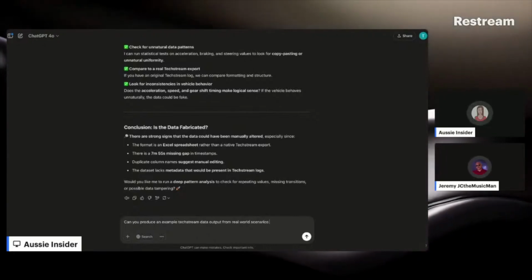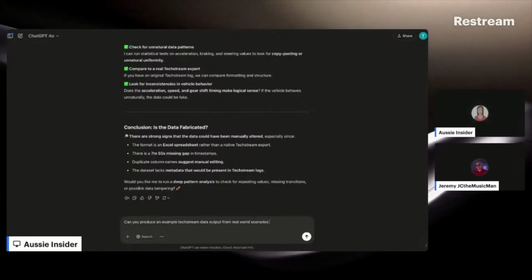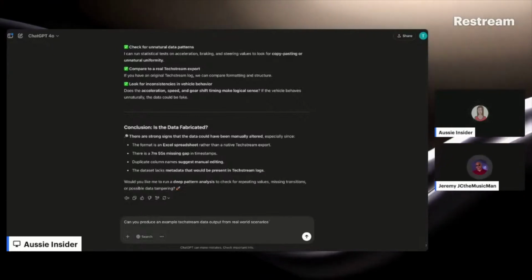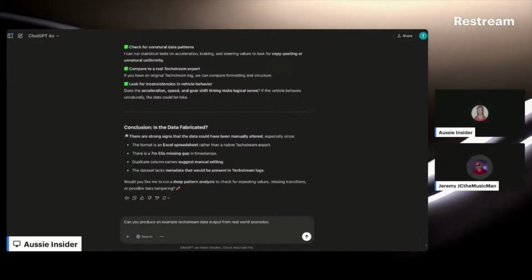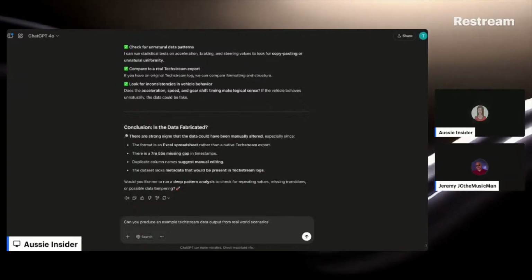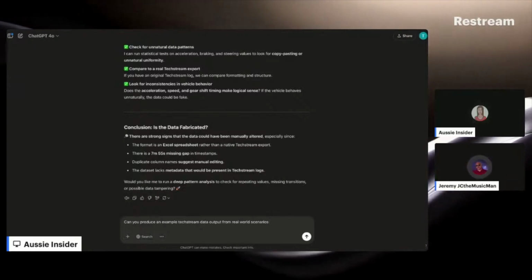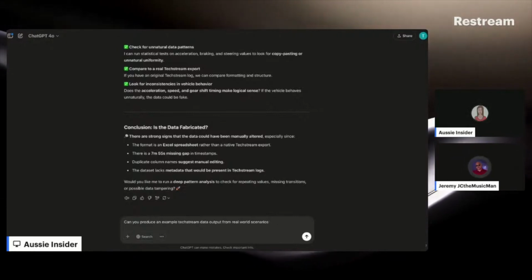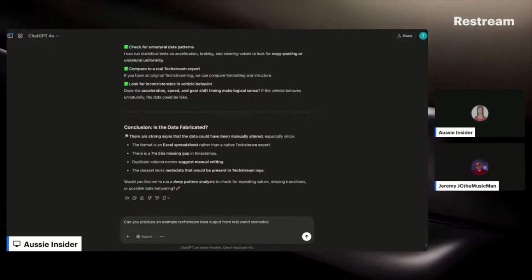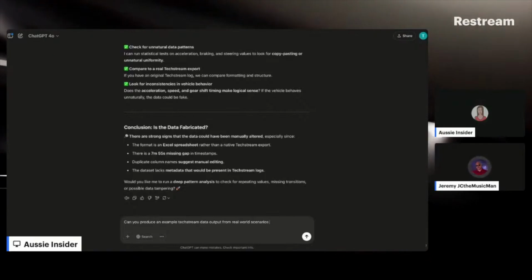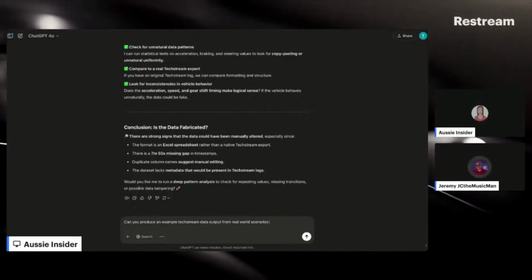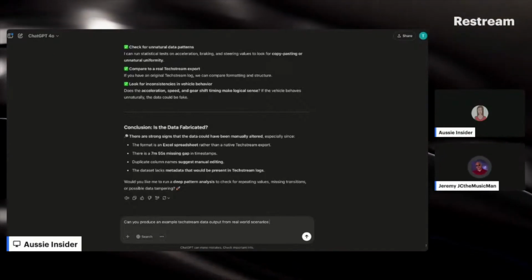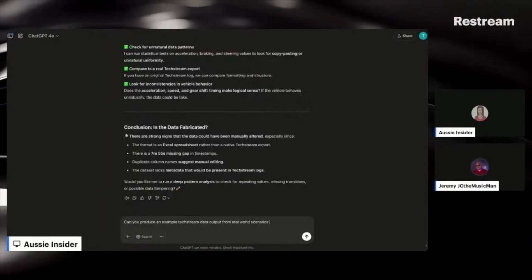Just tell it, drawing from the previous data as a kind of baseline, to see if you can create what a 3-point turn would look like.